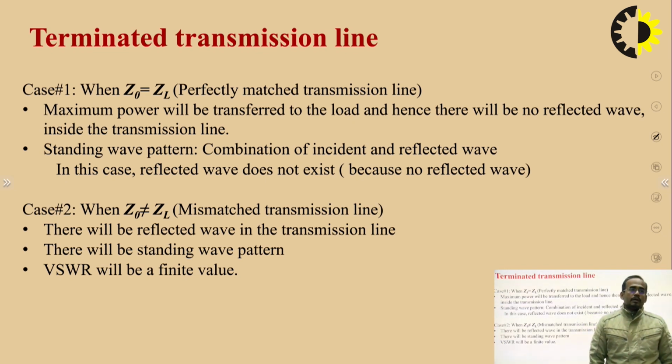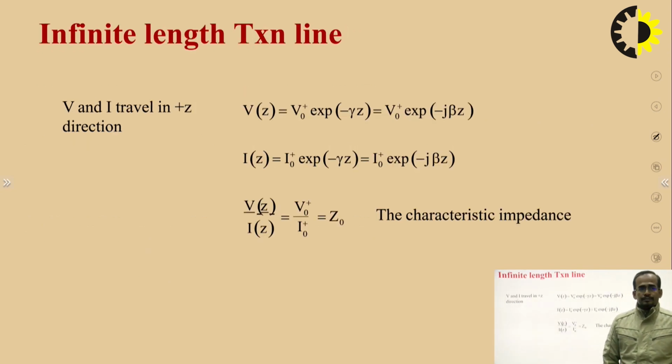So in case of perfectly matched condition, maximum power will be transferred to the load, and there will be no reflected wave inside the transmission line. And in case of mismatched condition, mismatched transmission line, there will be reflected wave in the transmission line and there will be standing wave pattern. So VSWR will be a finite value.